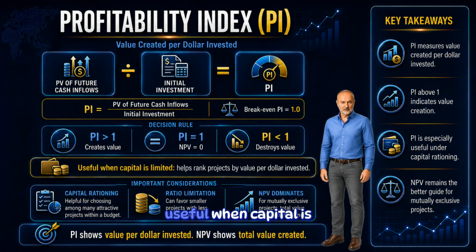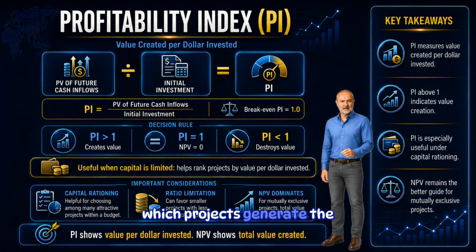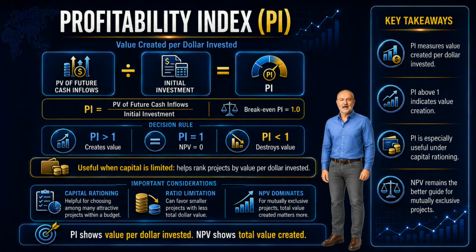PI can be very useful when capital is limited. Imagine a firm has more attractive projects than it can fund. In that case, managers may want to know which projects generate the most present value per dollar invested. PI provides a capital efficiency measure. This is especially helpful under capital rationing, where the firm must choose a set of projects within a limited budget.